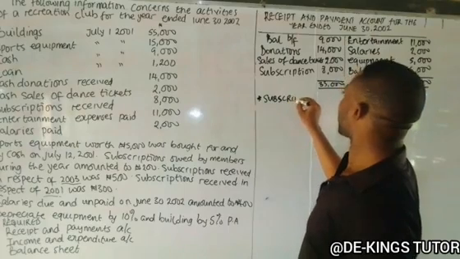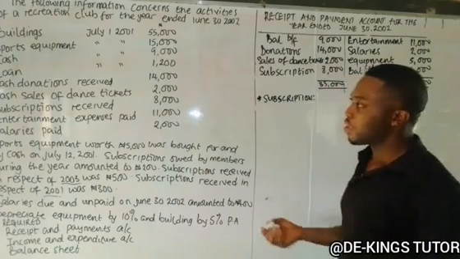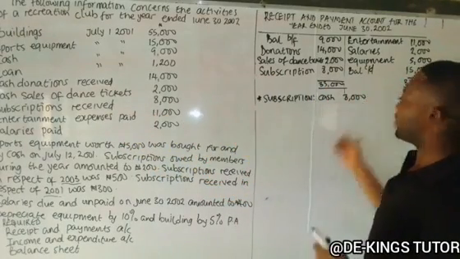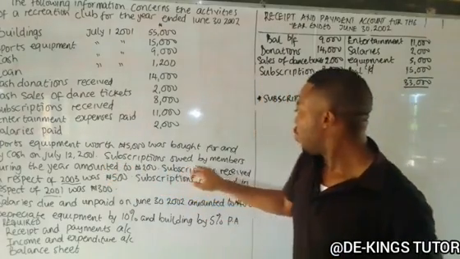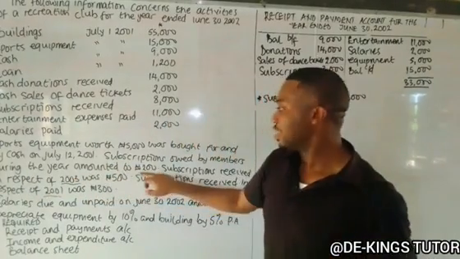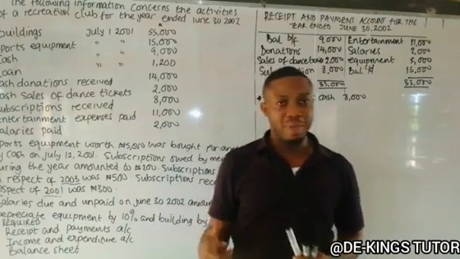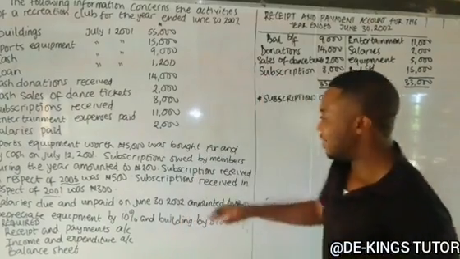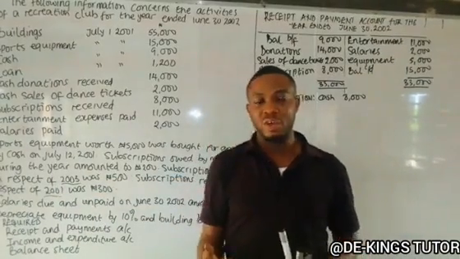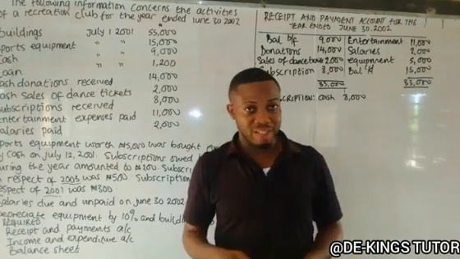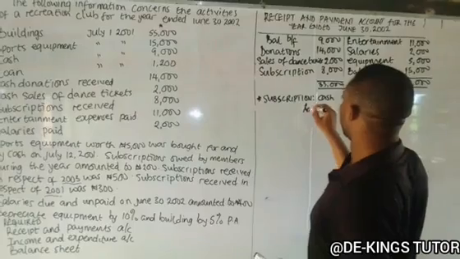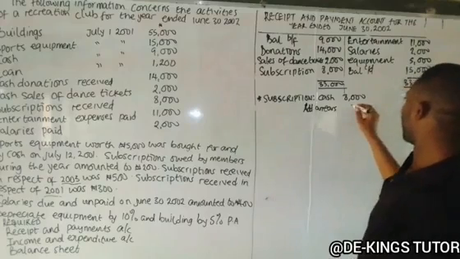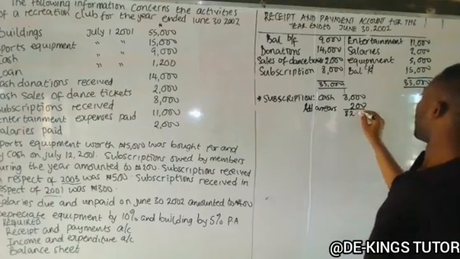Subscription. The first amount they received is 8,000. So they received cash 8,000. But along the line, they said subscription owed by members during the year amounted to 200. It means during the year there were members that did not pay, which is 200. But now we want to know the actual subscription. So we are going to add, because since they said owed, it means it is accrued. Okay, so all accrued should be added for the current year. So we are going to add arrears of 200. So this will give us 8,200.